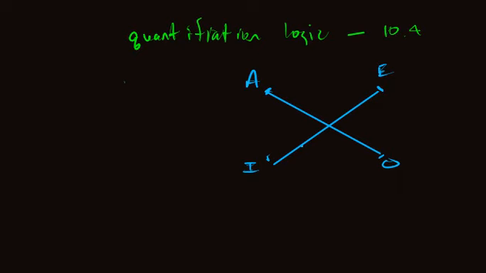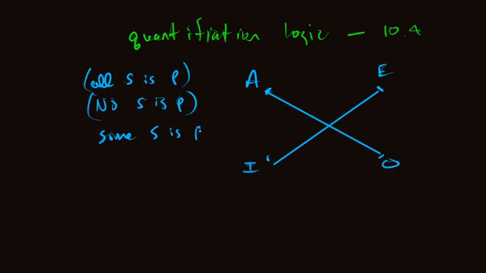And I just want to write in English really quick each of the propositional forms. So this was obviously A. No S is P is E. Some S is P was I. And then O was some S is not P. Sorry, that's a little bit sloppy.